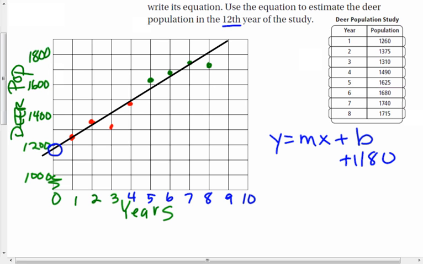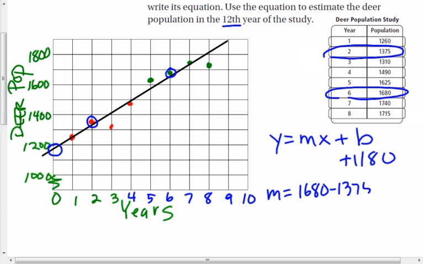And the slope, we're going to use 2 points to get that. 2 points that are either on the line or have the same slope as the line. And I think I like these two. They're both about the same distance above the line, so they would have the same slope as the line. So that's this point here and this point here. So our slope is equal to 1680 minus 1375 divided by 6 minus 2, and that equals, all right, so our slope is 76.25. I'm just going to round that to 76.